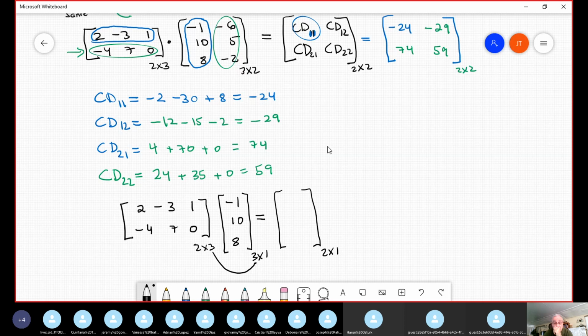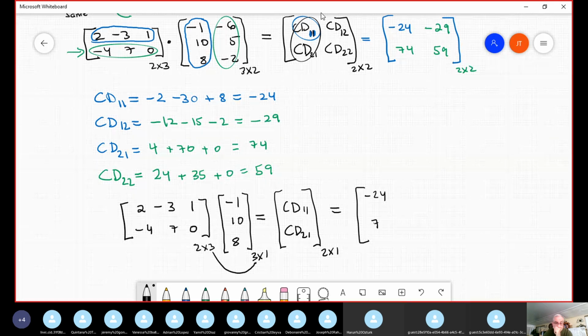Okay, CD11 and CD21, this column. And the operation is similar. It's exactly the same thing we were doing before. Look, the operation is negative 2, negative 30, and positive 8, negative 20. Negative 4 is positive 4, 70 and 0 is 74. And we get exactly the same piece of the answer.